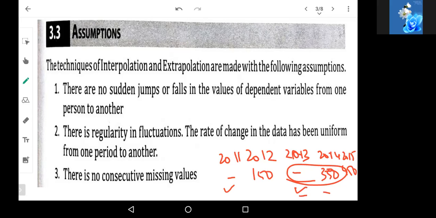There might be different ways to solve it. They can ask you a 2 marks question about the assumptions of interpolation and extrapolation. Write these three points. There are no sudden jumps or falls in the value of the dependent variable from one period to another. There is regularity in fluctuations. The rate of change in the data is uniform from one period to another, and there are no consecutive missing values. These are the three main assumptions which we will be using even while solving the problems.